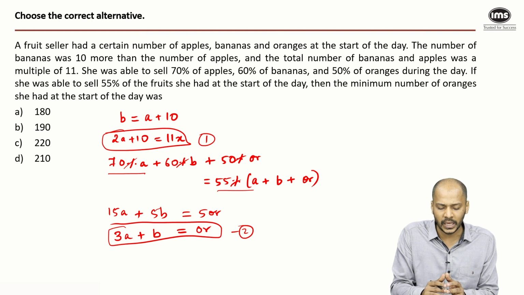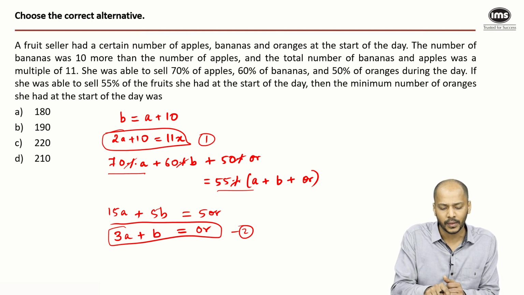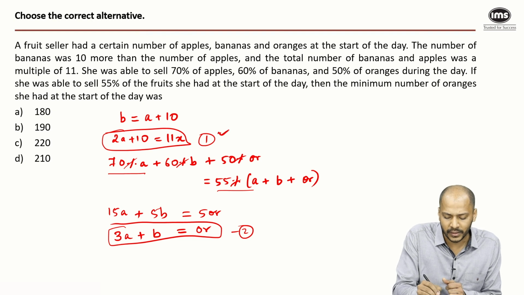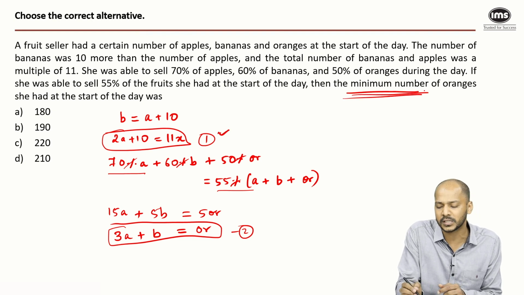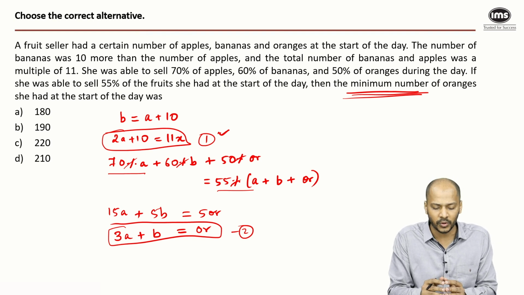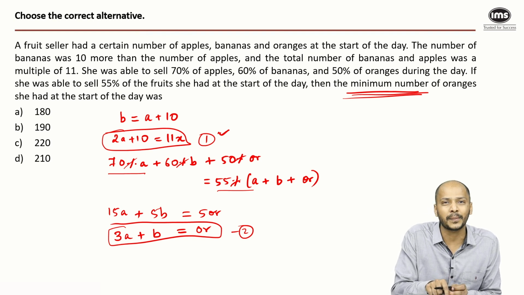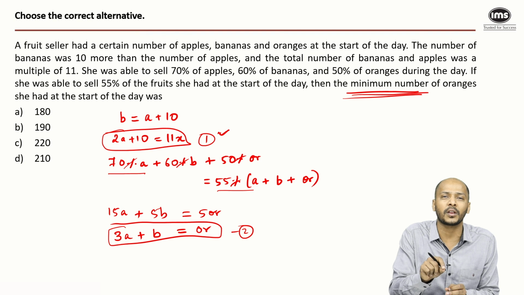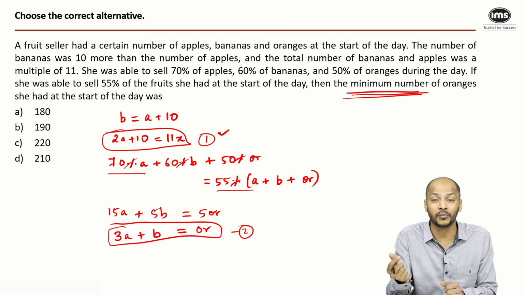So instead of solving equations, I'll try different values of A such that it is a multiple of 11, and I'll see which is the smallest value, because we wanted to find the minimum number of oranges. There were 3 variables, and there is equation number 1, and the second equation is not really an equation. It is just giving me that it has to be a multiple of 11.